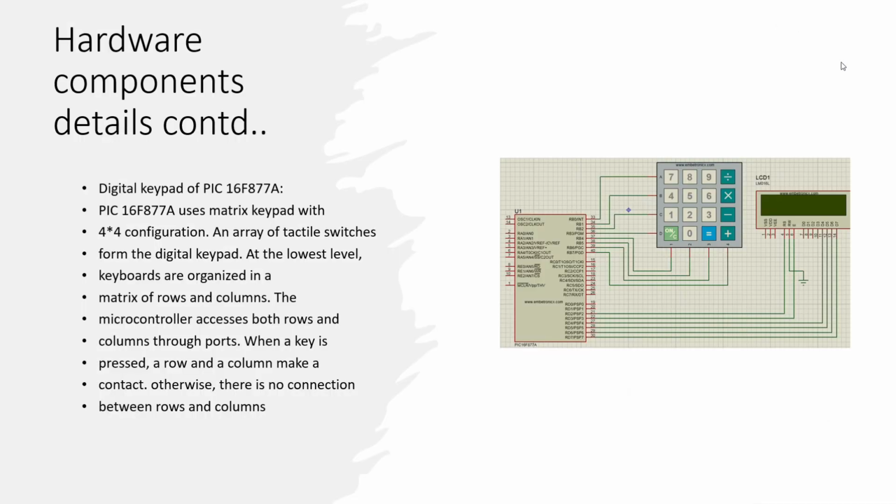Now the hardware component details, like the digital keypad. PIC 16F877A using a matrix keypad with 4x4 configuration, an array of tactile switches, form a digital keypad at the lowest level. Keyboards are organized in a matrix of rows and columns. The microcontroller accesses both rows and columns through ports. When a key is pressed, a row and a column make contact, otherwise there is no connection between the row and column.